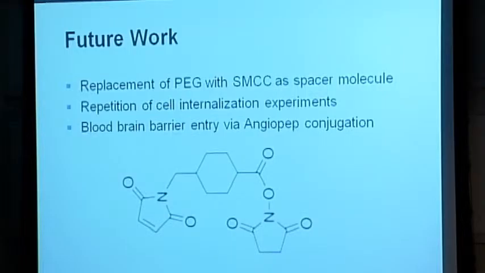So we used a 10,000 molecular weight PEG molecule as a spacer molecule between the sticky ends and our peptide of interest. So we might just change that to a molecule, just basically this guy here. So the sticky end would bind here and the peptide would bind here. And it's a much smaller spacer molecule, giving us much more control. So we hope to test that.